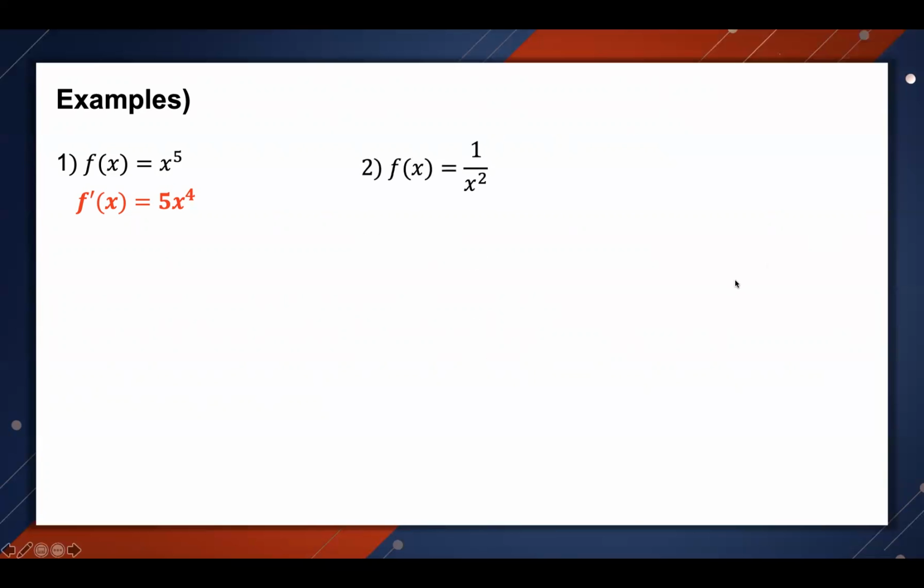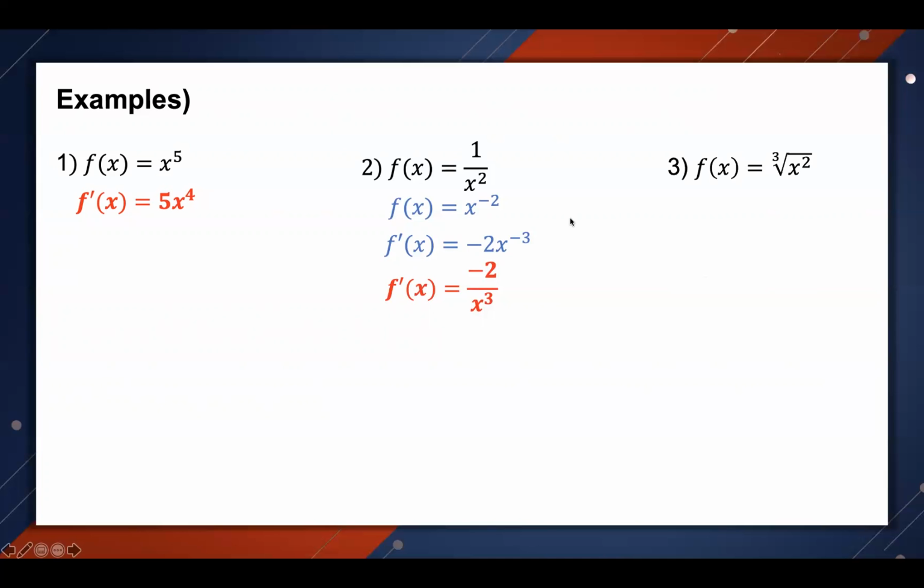The second one is f of x equals 1 divided by x squared. First, we put it in a general form, so f of x equals x to the power of negative 2. We use the power rule and put the negative 2 as a constant before the variable x, and the power needs to be minus 1, which equals negative 3. So the final function is f prime equals negative 2 divided by x to the power of 3.